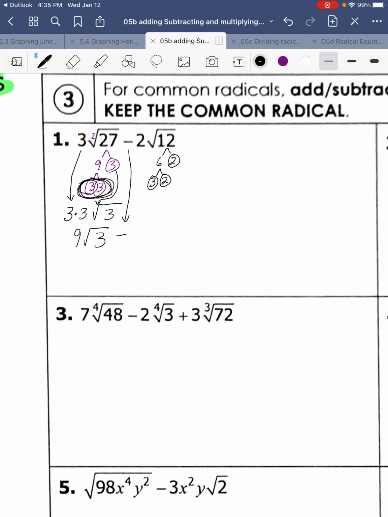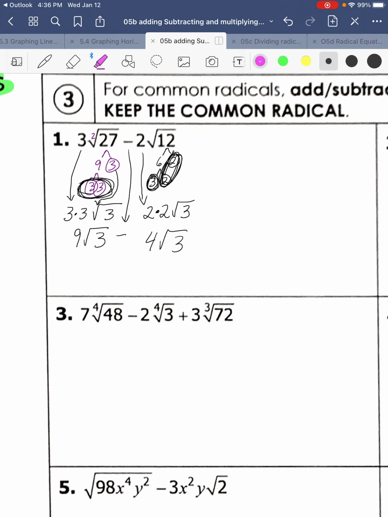It doesn't matter. We have a pair of 2s. So that's going to come down as 2. Well, let's not forget about this 2. So that 2 comes down. A pair of 2s, 2 times 2 is 4. Square root of 4 is 2. And then the square root of 3, that's left over, no pairs, so that comes down. 2 times 2 is 4, square root of 3.